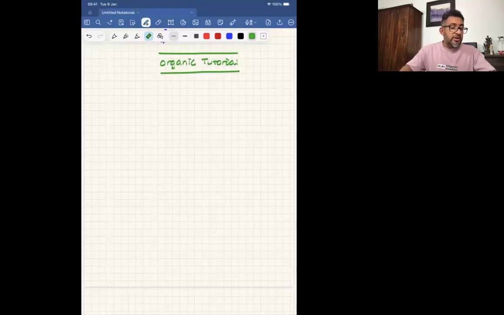Question number 6. Relative molecular mass of a hydrocarbon A is 58. It's a hydrocarbon, relative molecular mass is 58, 58 grams per mole. So what is the formula that you can have? 58 means how many carbon atoms can you have? Four carbons. C4H10.